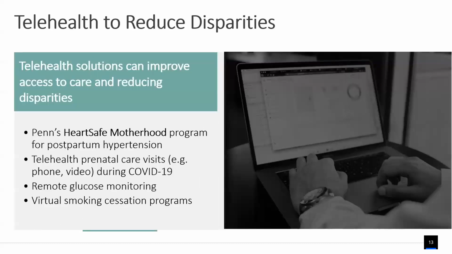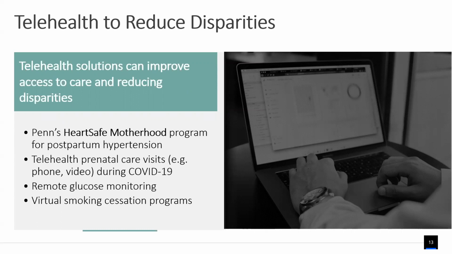We also know that there are a lot of programs that have shown success. At Penn, we're very proud of the Heart Safe Motherhood program that my colleagues have developed for postpartum hypertension, that is being expanded upon and showing reductions in postpartum admissions to the hospital and reductions in disparities of care. And that's a text-based platform. There are other telehealth prenatal care visits, and the literature is just full of papers on how these efforts have been successful in increasing compliance with care and reducing disparities.